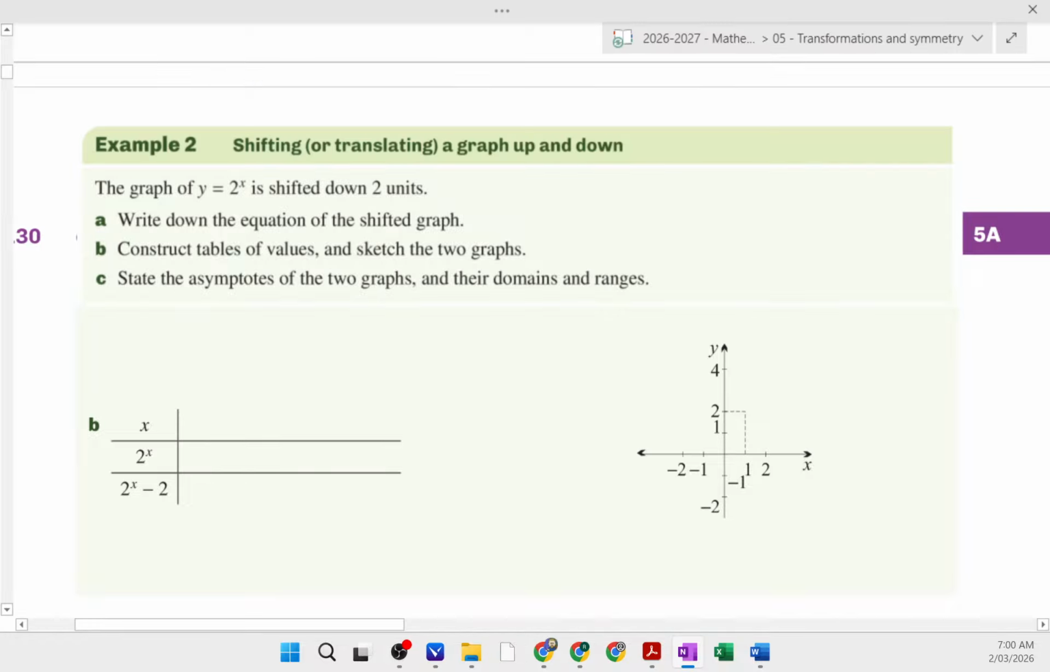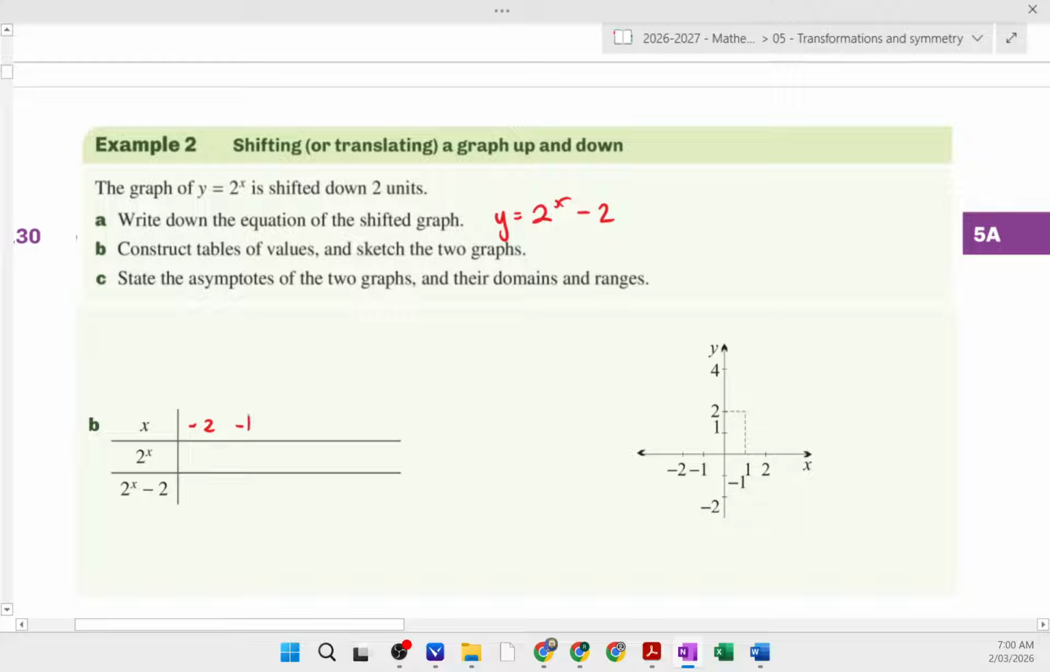So if we've got y equals 2 to the power of x and we shift it down 2 units, we're going to have y equals 2 to the power of x minus 2, because we know that the minus 2 will just shift it down. It is a translation. Construct a table of values and sketch it.